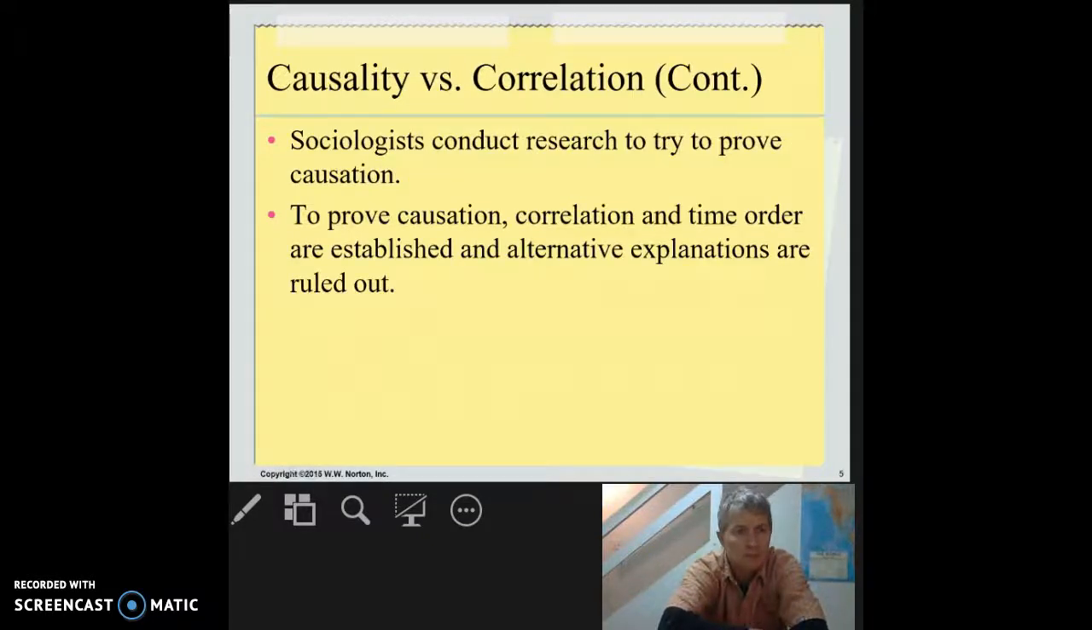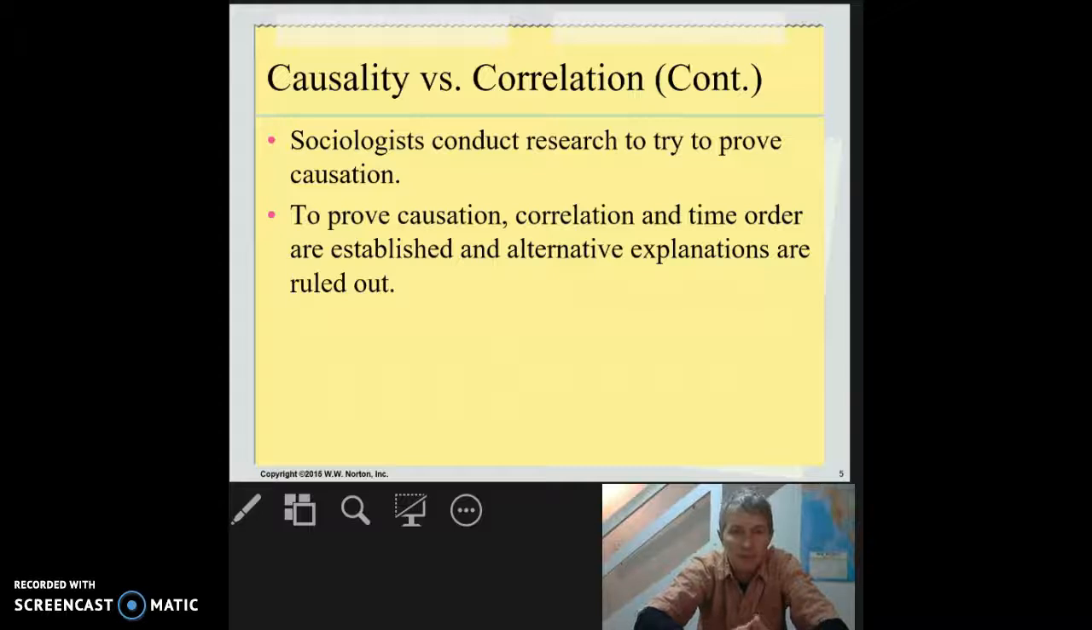Of course, sociologists conduct research to try to prove causation. But to prove causation, correlation and time order are established and alternative explanations are ruled out. So in order to prove causation, you have to have a correlation, you have to have an appropriate time order: this happened, then this happened, and you have to rule out alternative explanations. Causality is a stronger assertion than correlation.